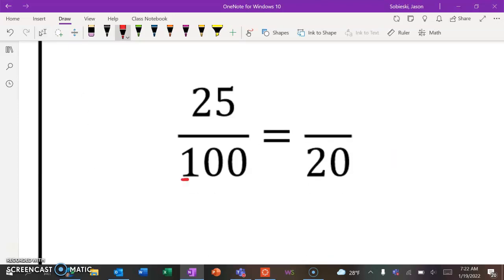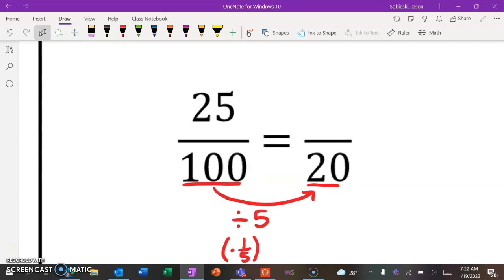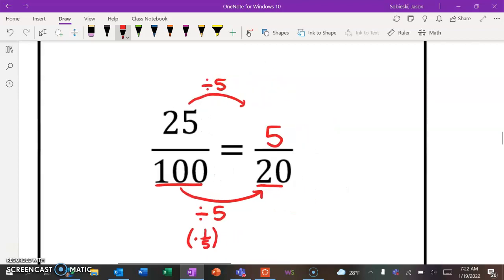You just want to think, so I start with a 100 and I want to end with a 20. So how do I do that? Either with multiplying or, in this case, dividing, right? We're going to have to divide by 5, right? Which is, again, it says direct multiplicative relationship. This is really the same thing as multiplying by 1/5. But I think it's easier for you to see as division. So if we divided by 5 to go across for the denominators, you guessed it, we're going to have to do the same thing for our numerators. 25 divided by 5 gets us the same answer of 5 over 20.